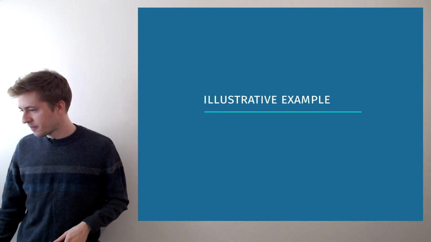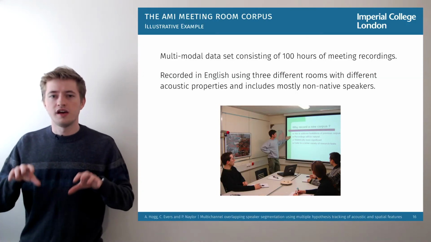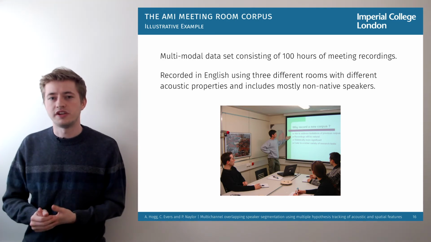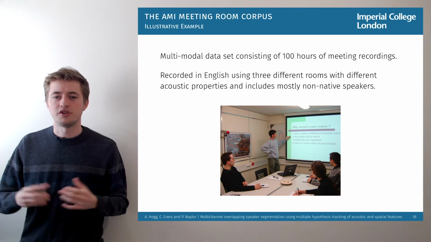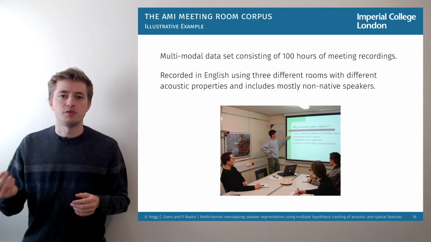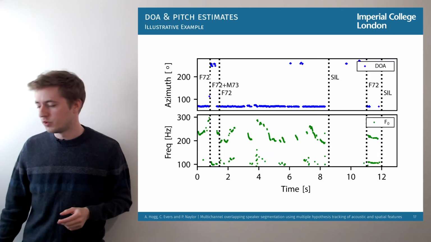So why don't we have a look at an illustrative example on the AMI Corpus. The AMI Corpus is basically a meeting room environment. You can see it has a circular array in the center of the table, which is what we use for the DOA, and for the pitch we obviously just use one microphone, or I should say the harmonics to get those, we just use one microphone.